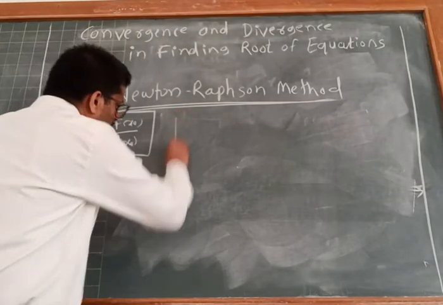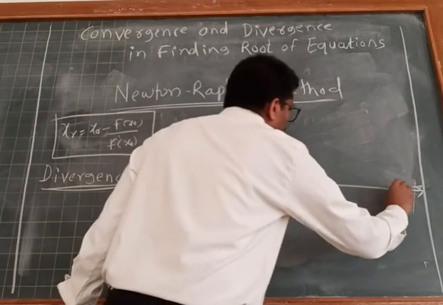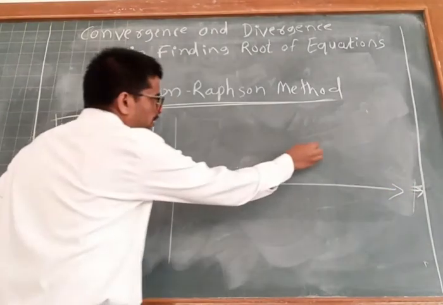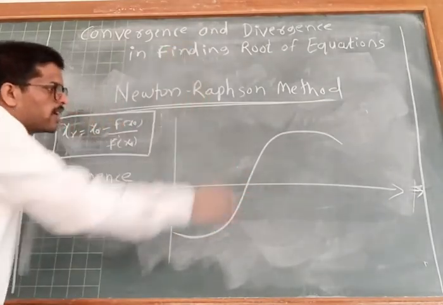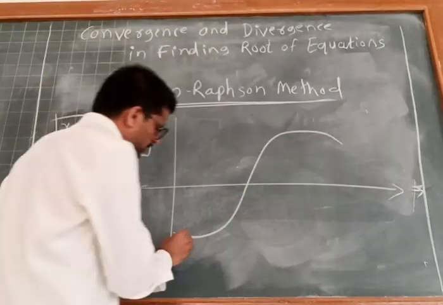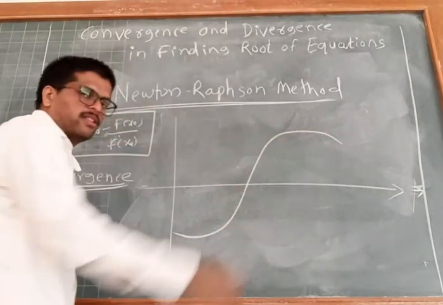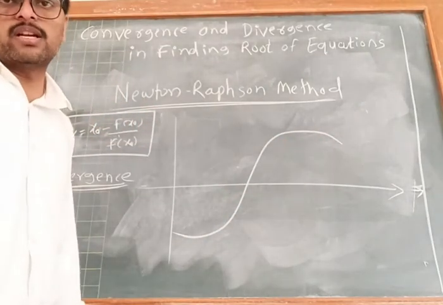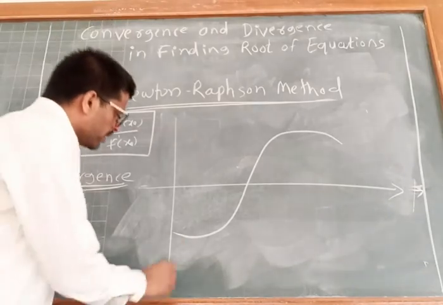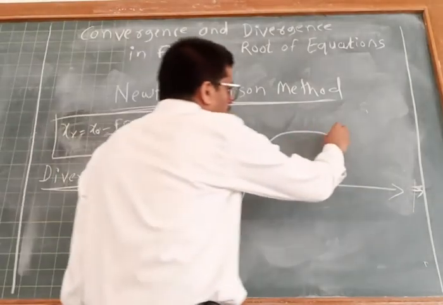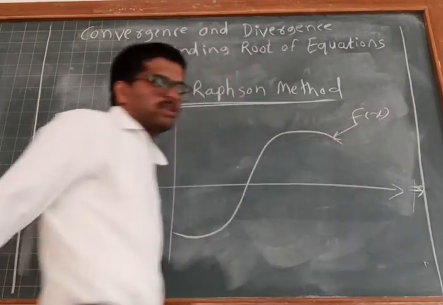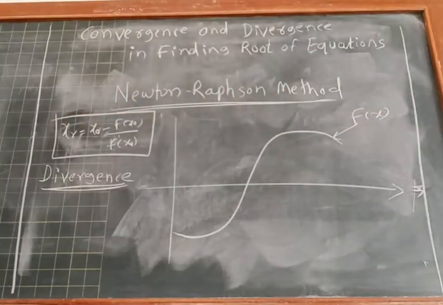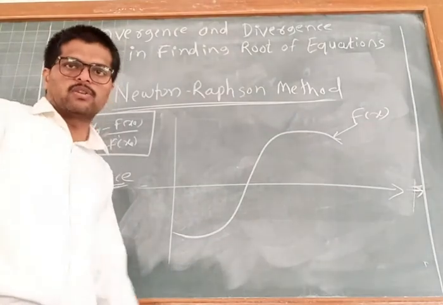So let us see this graph. Let us consider any equation. Now this nature of graph depends upon given function f of x. So this is the curve for the given equation f of x. Depending upon the given equation, the curve will be different.